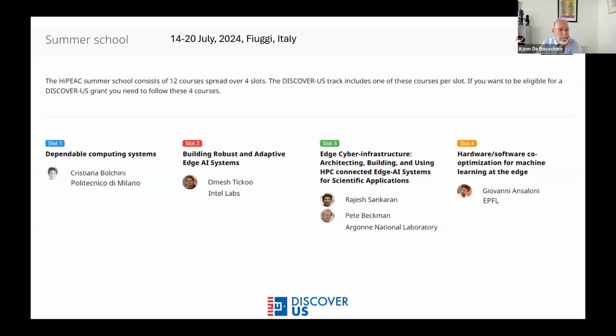So we have one on dependable computing systems, one on robust and adaptive edge AI systems, one on the SAGE project, and then hardware software co-optimization for machine learning at the edge. Two American presenters or teachers, two US instructors. And these are the number of participants, so it's quite high: 75, 73, 106 for these courses.